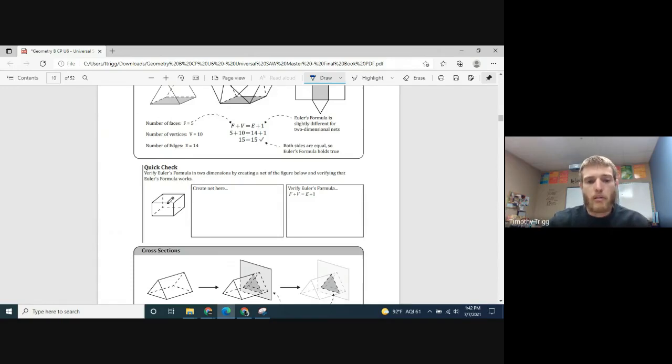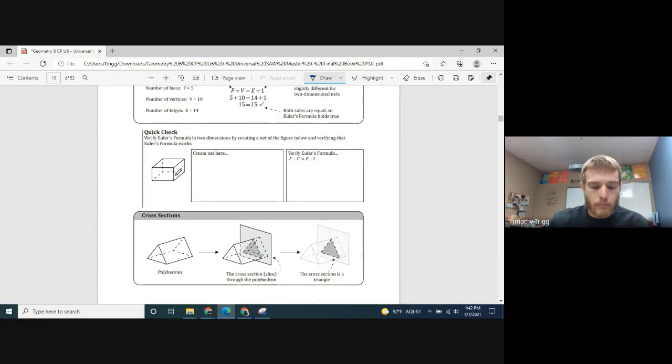Let's practice by creating a net for this one here. So if this is the base here, painted blue, I'm going to go ahead and draw that first. So here's the base. And we can think of this box. It should have 6 total faces, right? This box will have 6 total faces. So I need to make sure my net has the same number of faces.